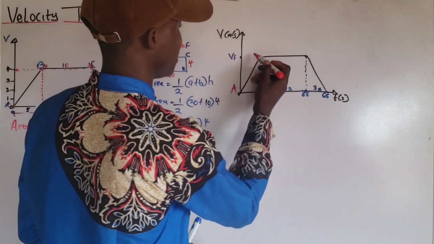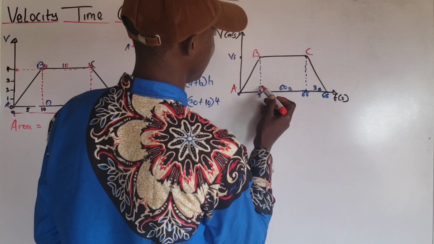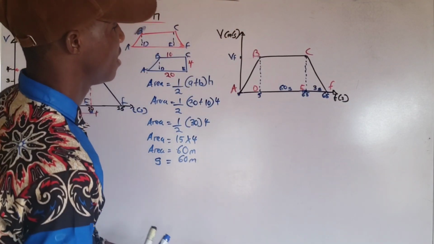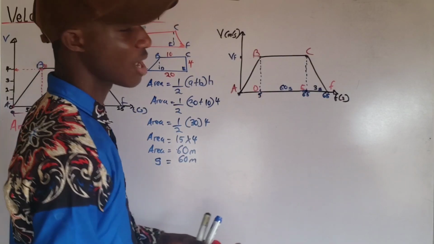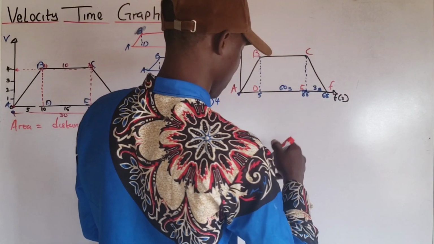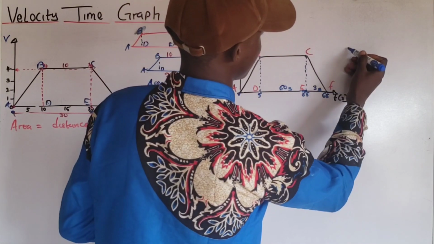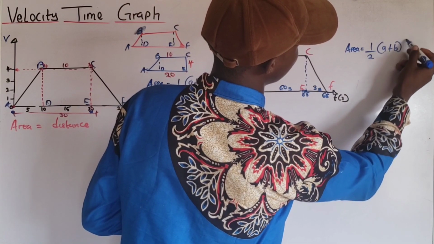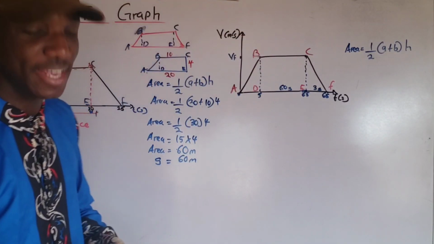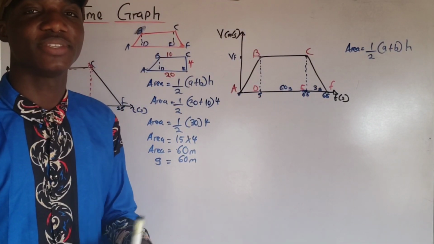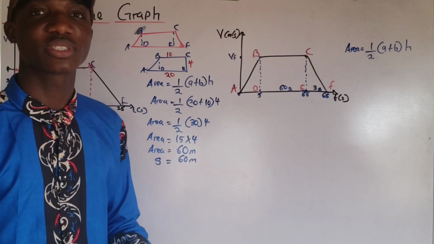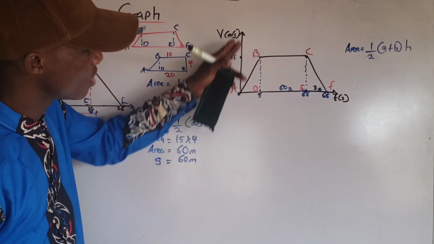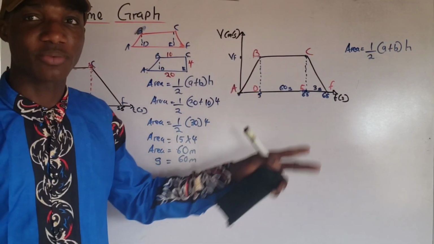So, let me just label it A, B, C, D, E, F. You understand? Okay? Now, the area of a trapezium is given by this formula. Area is equal to half (A plus B) multiplied by H. And I told you the height on a velocity time graph is the velocity, because the velocity is measured along the y-axis.